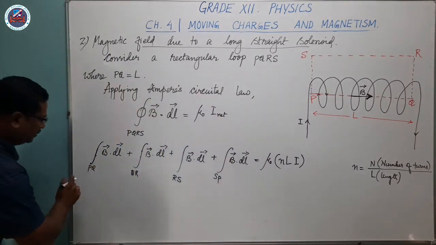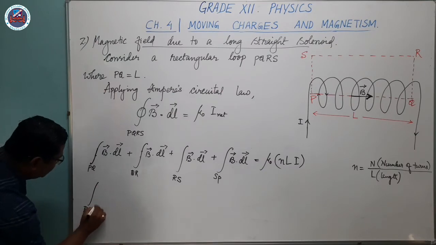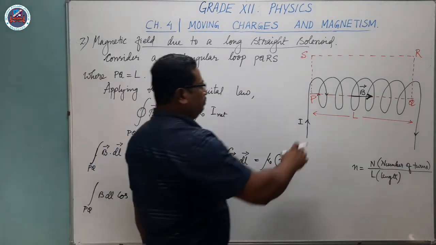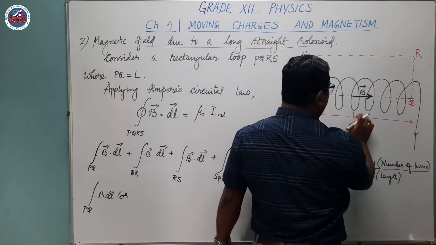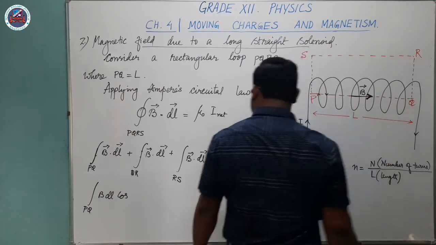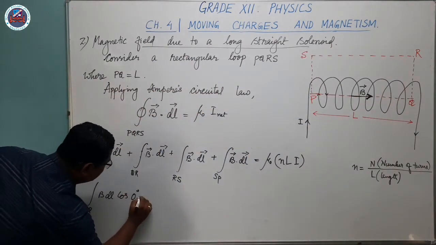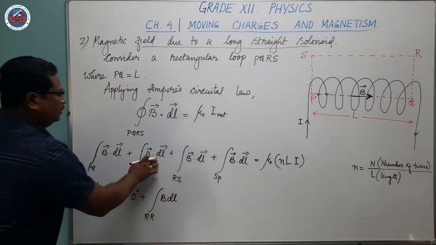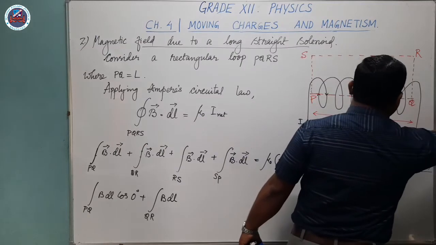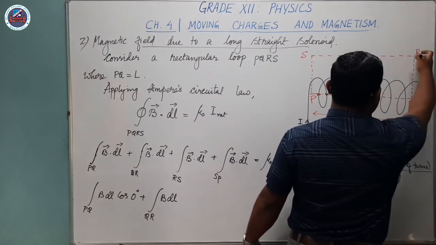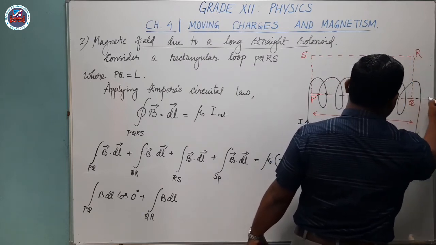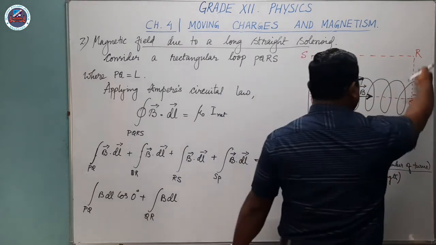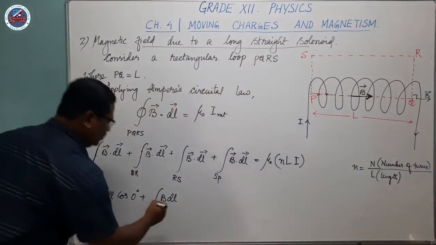Then this one you can break up: along PQ, B dl, dot product operated, cos. For PQ, dl, the length of the wire, L we are writing here, dl is in this direction, B is also in this direction, so cos will be 0 degree. Plus QR, B dl, B and dl. B is in this direction, dl is this way. So here it's making an angle of 90 degree, like this. This is the length of your loop. dl is along this direction, B is in this direction. So it will be 90 degree, cos 90 degree.